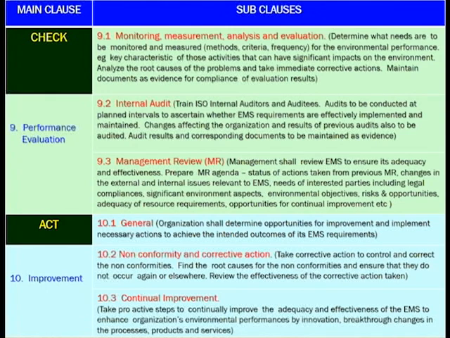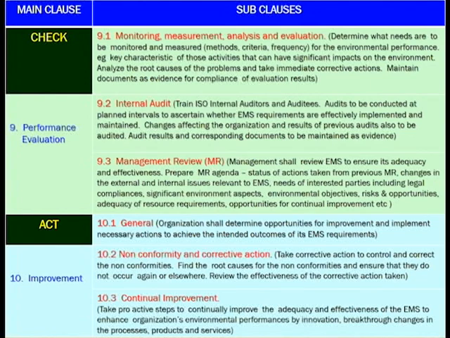9.2 is about how to conduct ISO internal audits. Select and train ISO internal auditors. They should be thorough in EMS requirements and the ISO clauses. Audits to be conducted at planned intervals to ascertain whether EMS requirements are effectively implemented and maintained. Changes in the process, products and services affecting the organization, environmental objectives and results of previous audits also to be audited. Audit results and corresponding documents to be maintained as evidence for the external third-party audits.